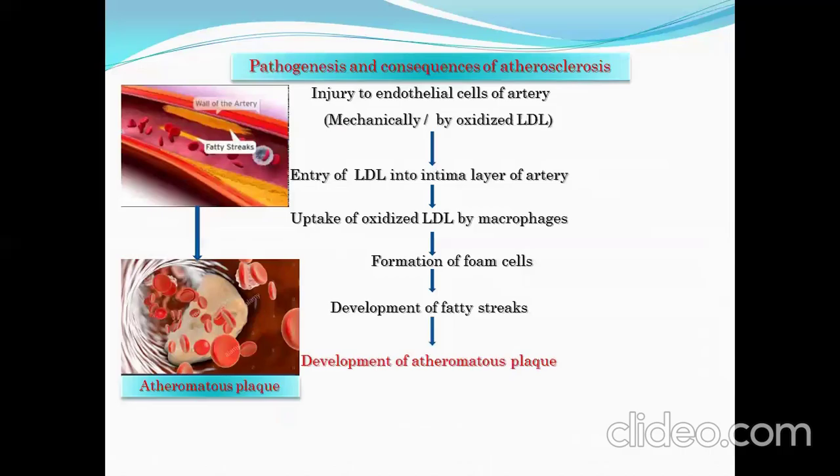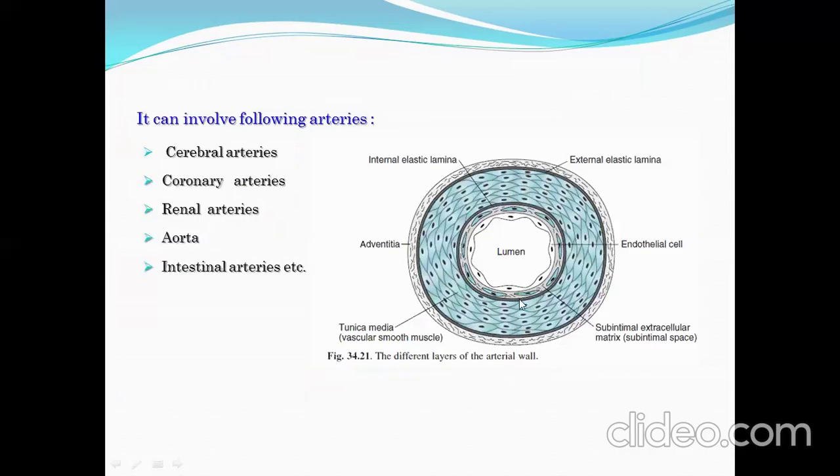So just see the mechanism, how atherosclerosis is going to develop. Injury to the endothelial cells of the artery, LDL is going to oxidize. So entry of LDL into the intimal layer of the artery. Just see here, these are the different layers of the artery. This is the tunica media, and this is the elastic lamina. So these are the different layers. This is the adventitia. Okay, so this one is the lumen.